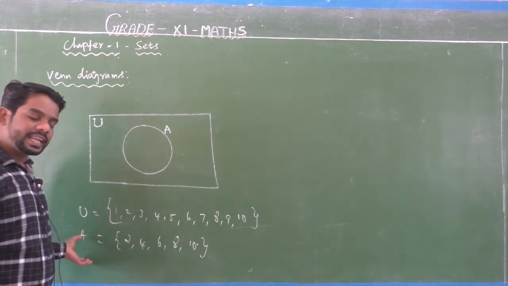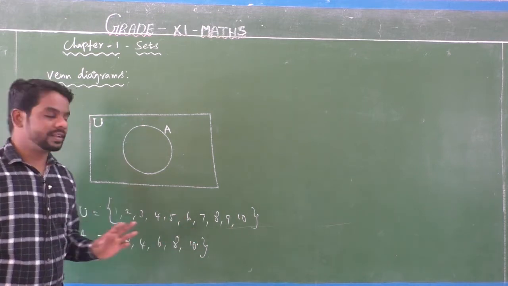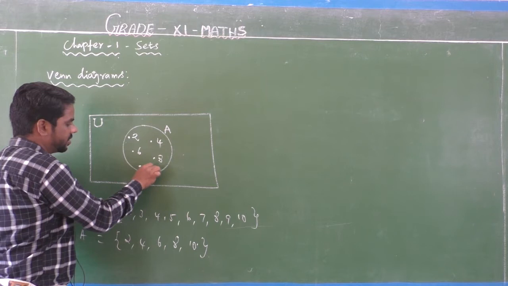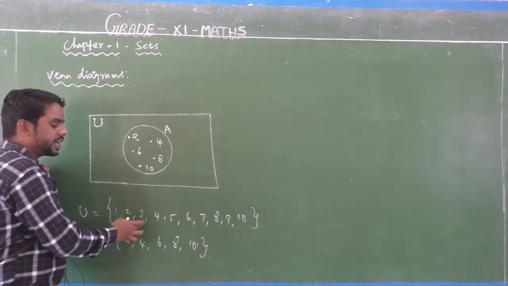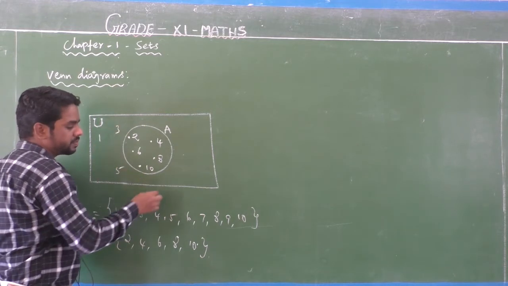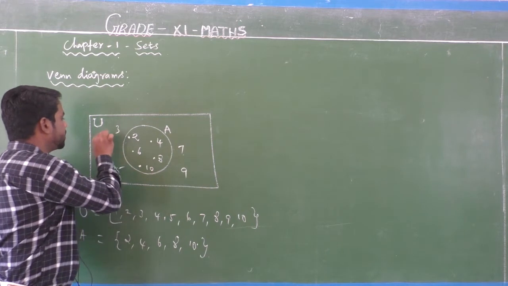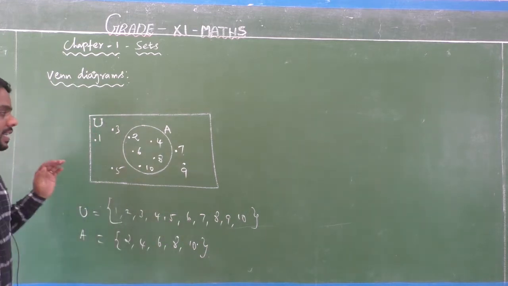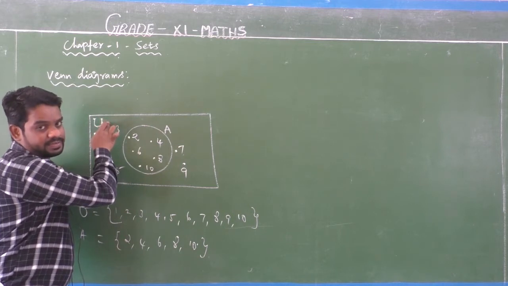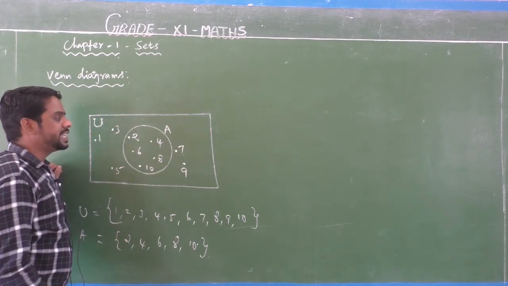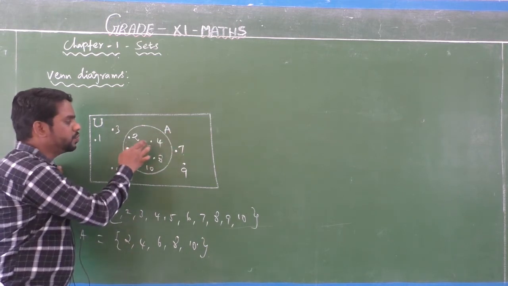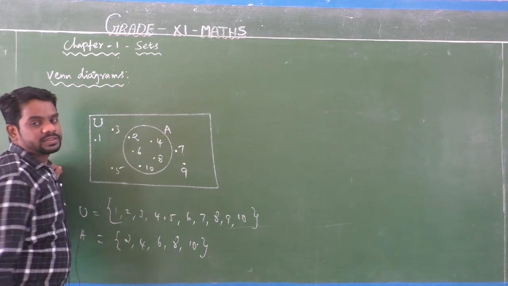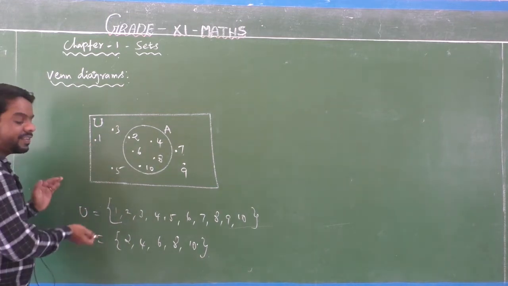Here the elements in A are 2, 4, 6, 8, 10. So 2, 4, 6, 8, 10. Okay? And the remaining are 1, 3, 5, 7, 9. Listen students, the set A is a subset of the universal set. So the elements 2, 4, 6, 8, 10 always belong to both A and U. So here the common elements are 2, 4, 6, 8, 10. This is the Venn diagram of the given set A.